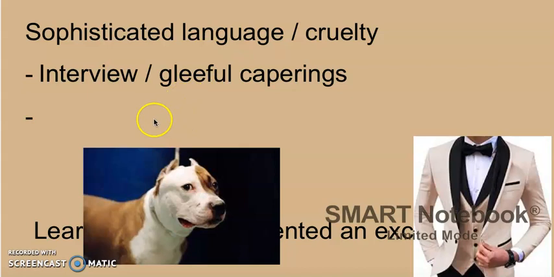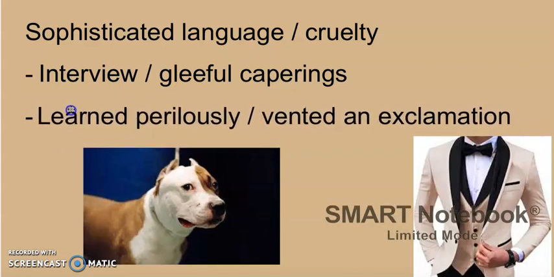In the very first few paragraphs, we have several examples. Instead of communicating or talking with the dog, they had an interview with the dog, and the dog had an interview with the child, and the dog had gleeful caperings. I mean, this is not language you would use when talking about cruelty to animals or cruelty to people, and that's part of the irony here.